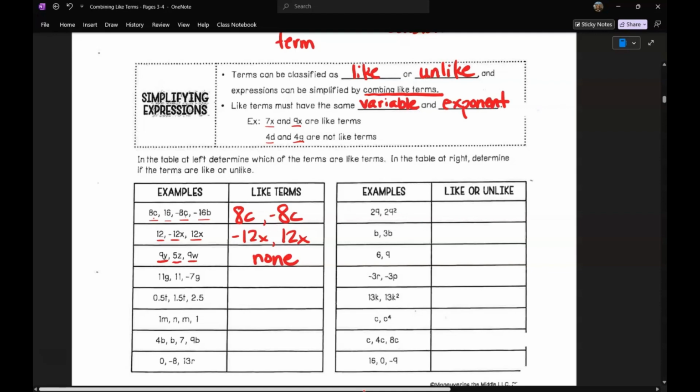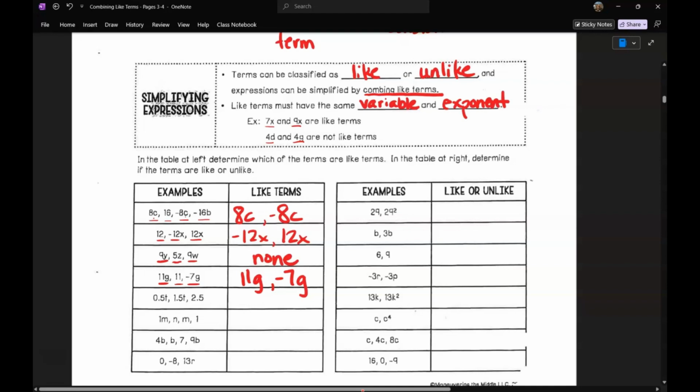All right, one more together. 11g, 11, and negative 7g. Do any of those have the same variable? Yes, we've got an 11g and a negative 7g. Same variable is the rule.